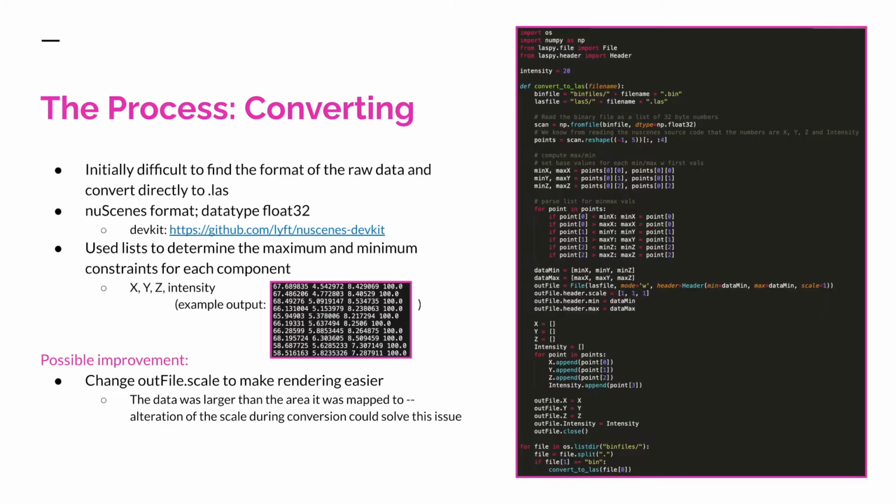The process began with converting the raw data. It was difficult to determine the format of the data at first, but it was discovered to be in the new scenes dataset format with data type float32. The source code in the linked dev kit and the NumPy and LASPy libraries converted the bin files directly into LAS files. The maximum and minimum constraints for each component, those being X, Y, Z, and intensity, were also calculated using lists, and here we can see an example of the output.